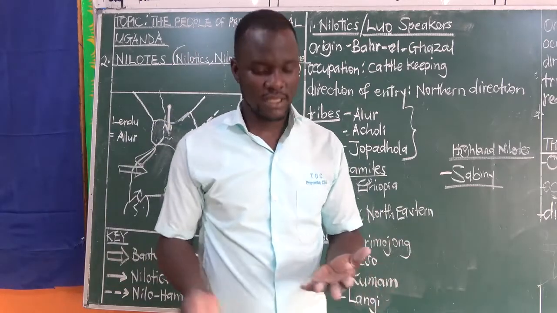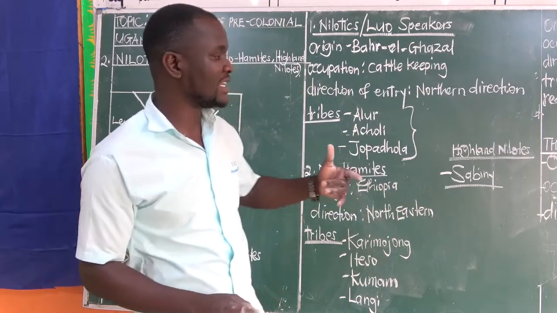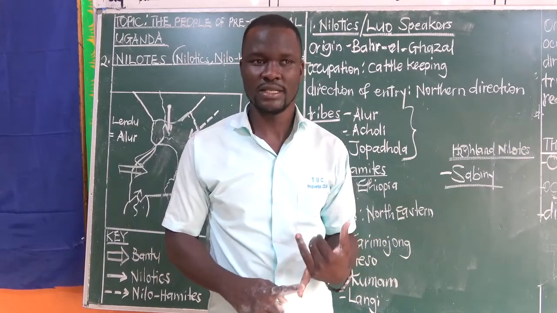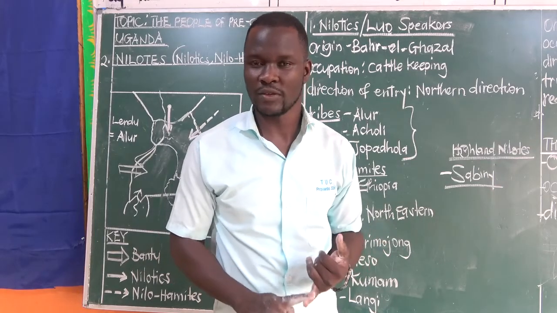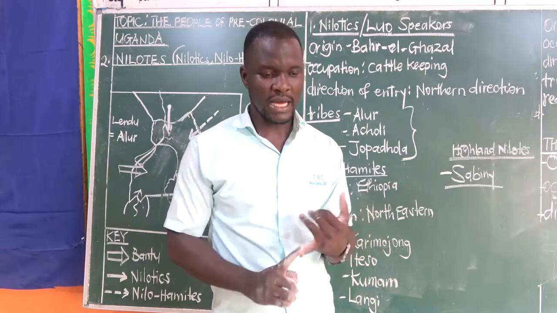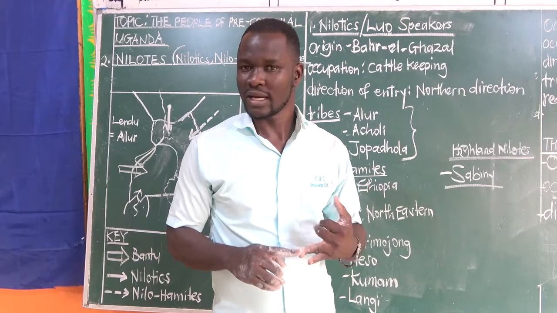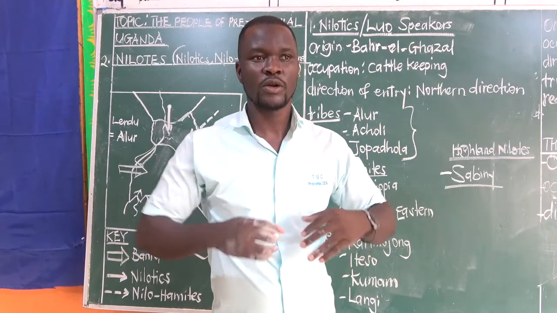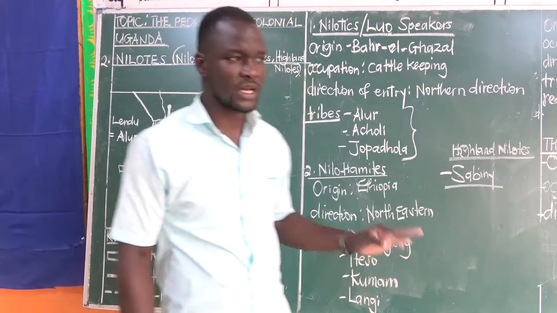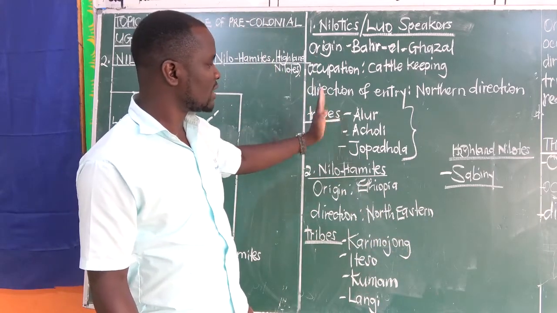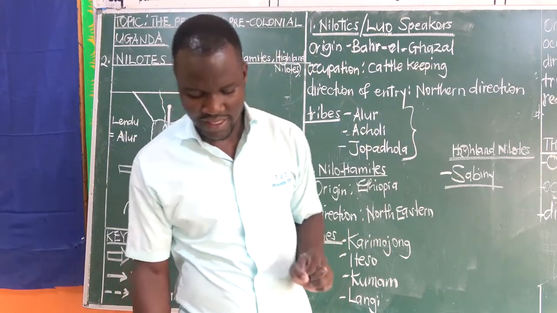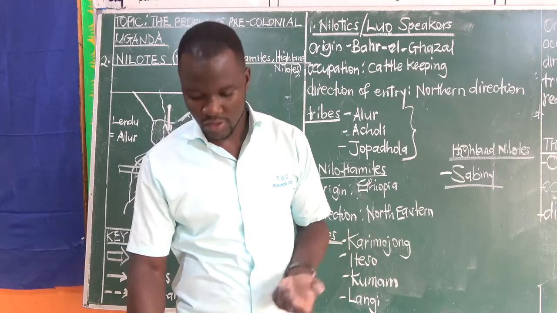The positive effects: here we shall not have them introducing new crops, because they were not crop growers. But since they were nomadic pastoralists, we shall say they introduced new breeds of cattle, meaning they brought in more cattle as they were coming. Apart from that, they also brought in more culture, like more beads. You'll find that these tribes, the Alur, the Choli, the Karimojong, are the tribes that like beads. So they introduced more beads.